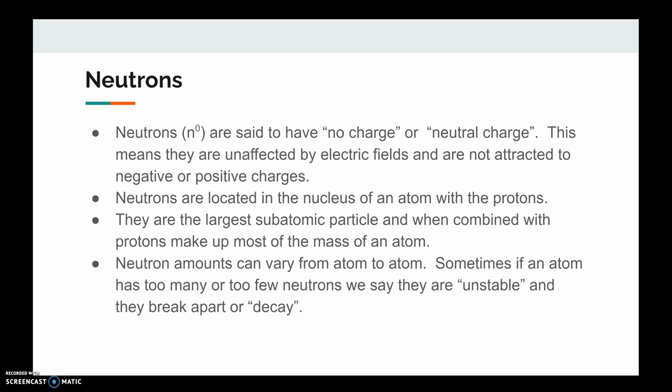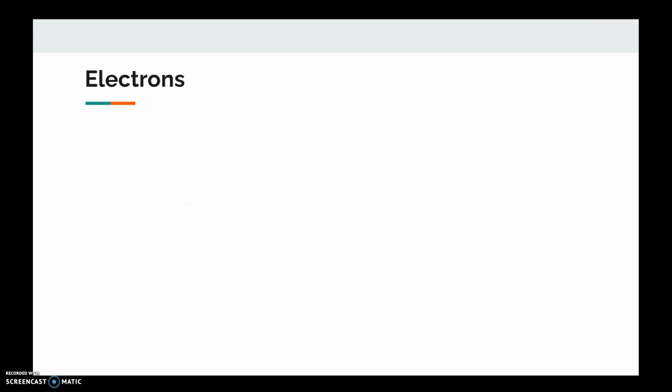Neutron amounts can vary from atom to atom. Sometimes if an atom has too many or too few neutrons, we say they're unstable and they can break apart or decay.